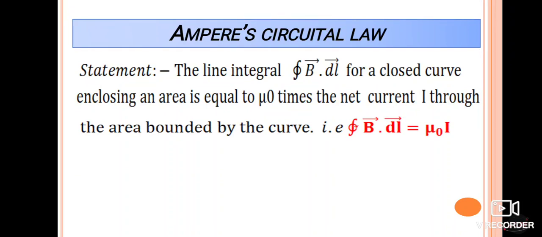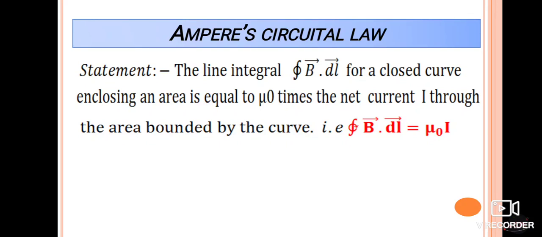So the line integral means we have to consider the entire closed curve. The line integral of B dot dl for the closed curve must be equal to mu naught times the net current flowing through the entire bounded area of that curve. Therefore we can write it as the line integral of B dot dl must be equal to mu naught times the current I, that is mu naught into I.